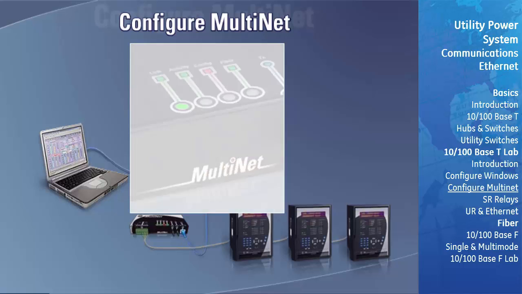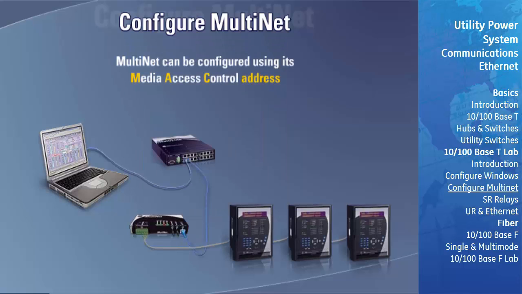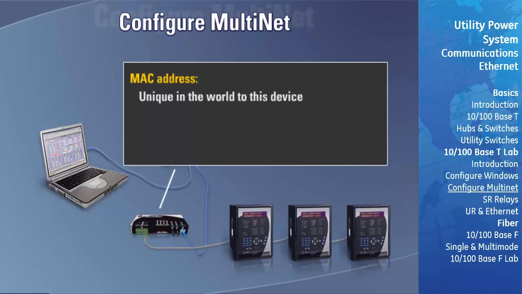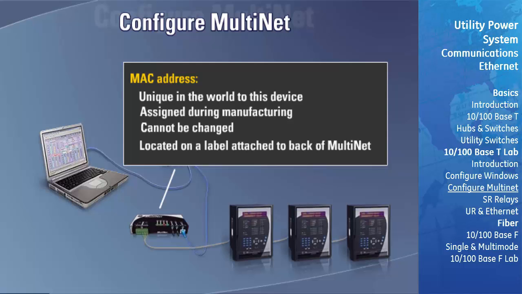Once successfully connected, the multinet server can be configured through Ethernet using its Media Access Control address. This MAC address is unique in the world to this device and was assigned during manufacturing and cannot be changed. The MAC address is located on a label attached to the back of the multinet.